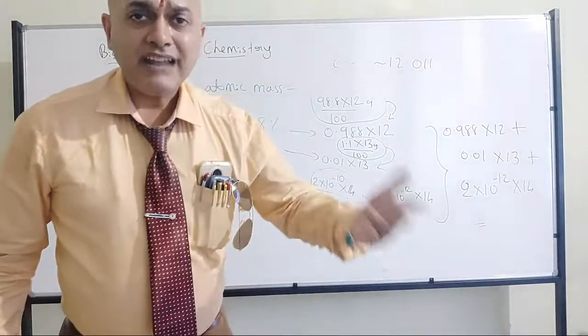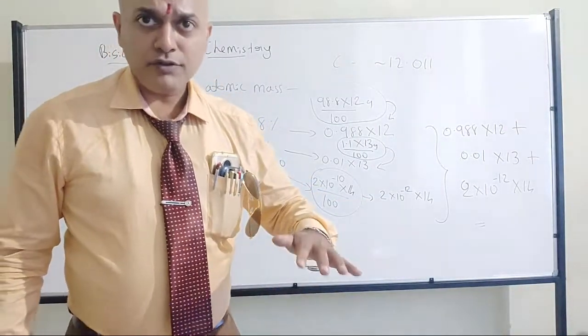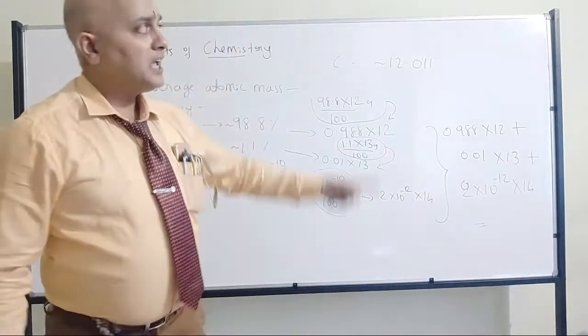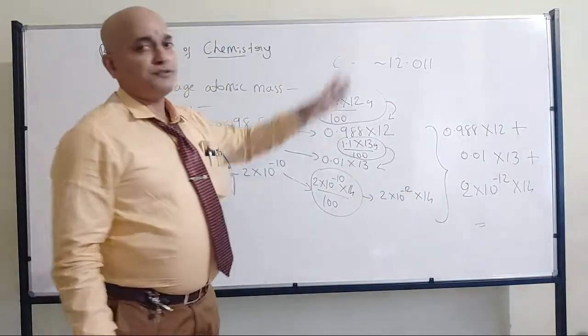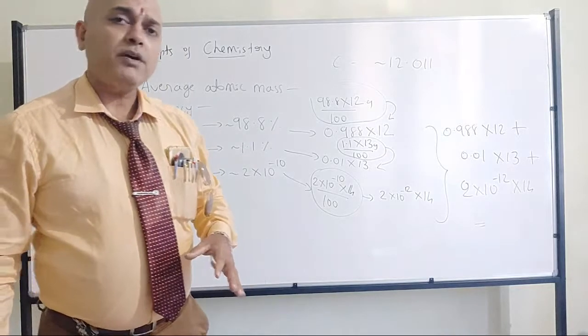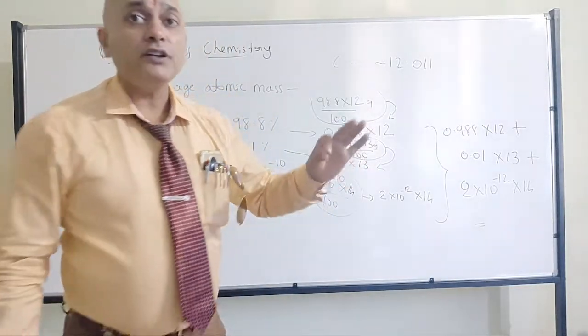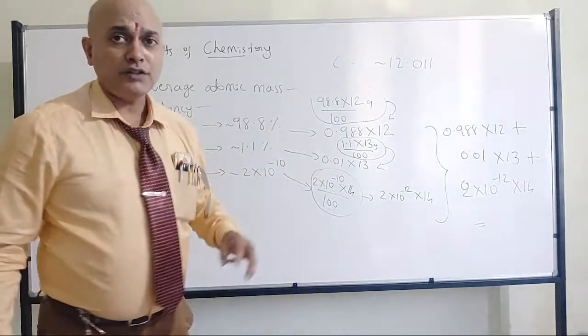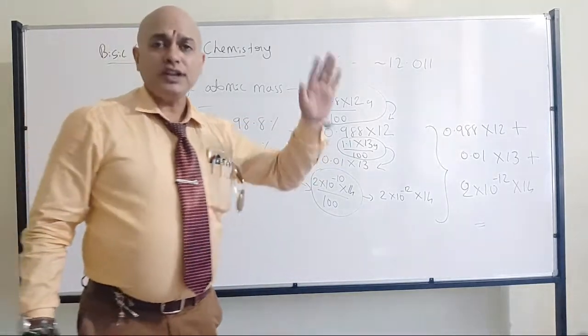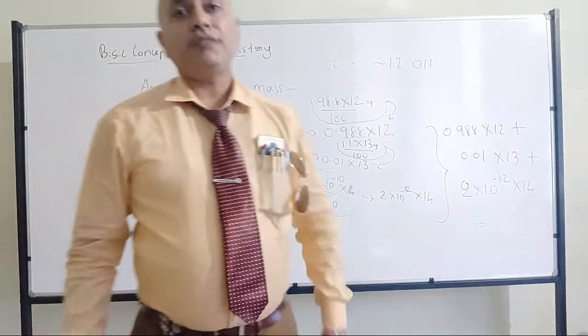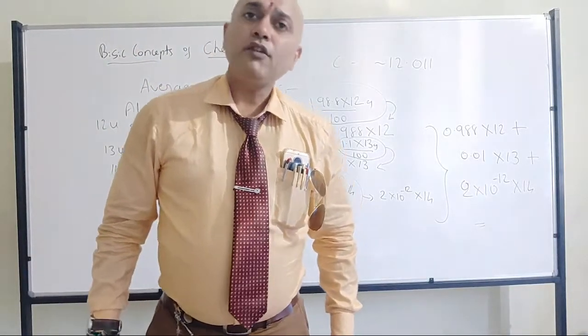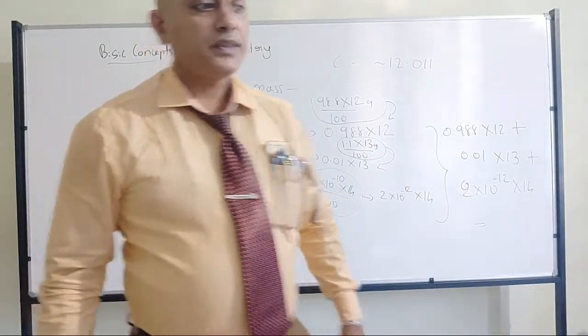But when we are using it for calculation purposes, we will consider this one as 12. Got my point? We will consider that one as 12. Otherwise, it will be difficult for calculation. 12.011 if I take, I will round it off. I will take it as 12. Now all of you have understood? Any doubts?